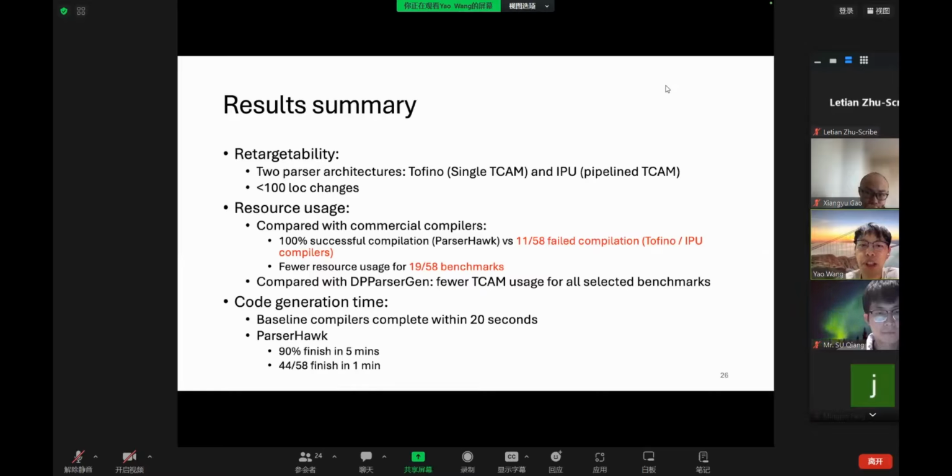The results show that ParserHawk can retarget multiple devices and only needs to change less than 100 lines of code to reflect the architectural difference between the Tofino and IPU in ParserHawk. And in terms of resource usage, ParserHawk successfully compiles all benchmarks, but the commercial compilers fail to compile 20% of all benchmarks. But it takes around 8 seconds for baseline compilers to complete code generation, which is faster than ParserHawk. Fortunately, with all optimizations enabled, 19% of all benchmarks completed in less than 5 minutes.